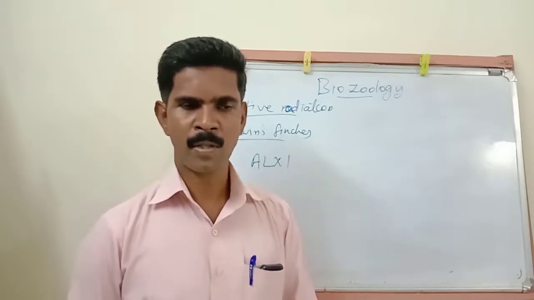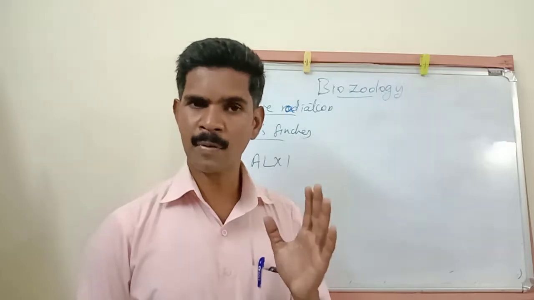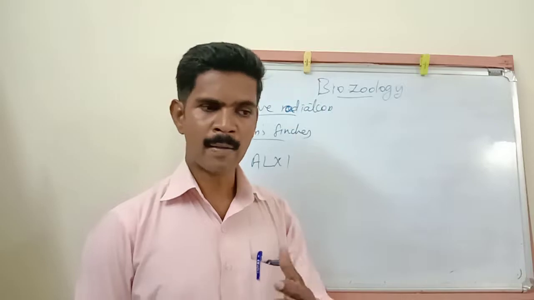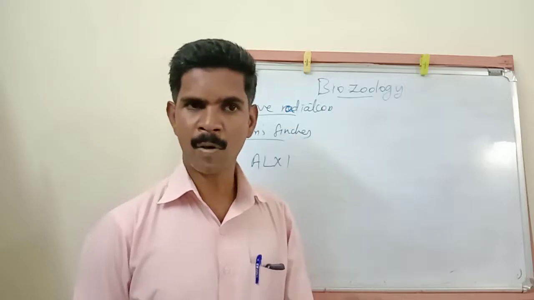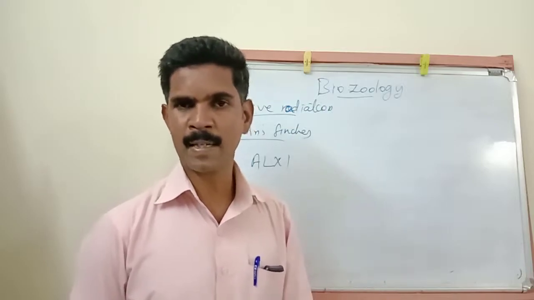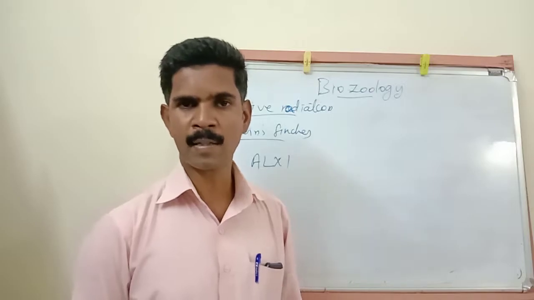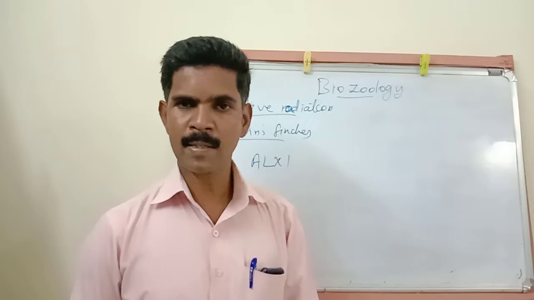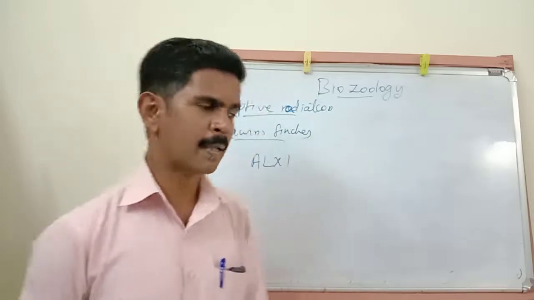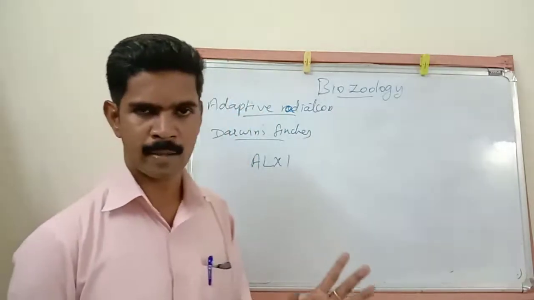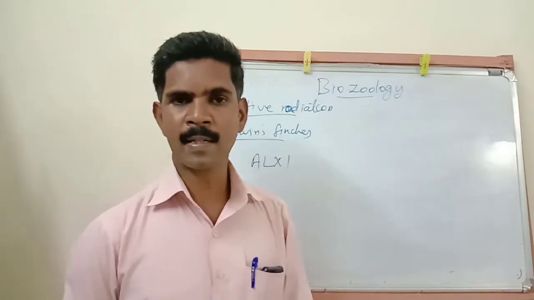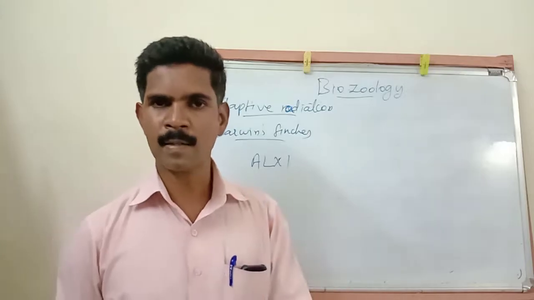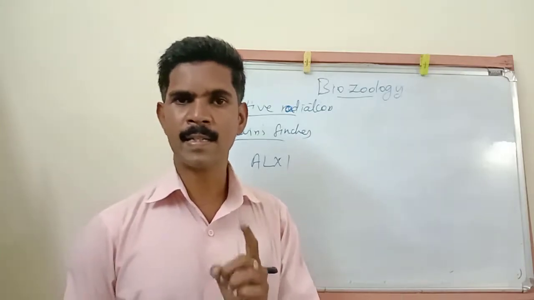Understand, my dear students? There were 14 different varieties of Darwin finches living in the world, and they showed many variations in their body size, body shape, beak size, beak shape, and food behavior. In every character they showed some variations. The gene responsible for the shape of the beak is called ALX1G. If any mutations occur in this gene, it leads to changes in the shape of the beak.